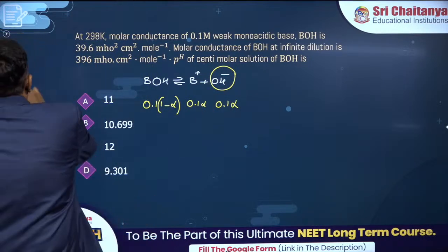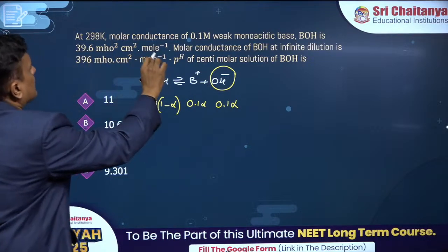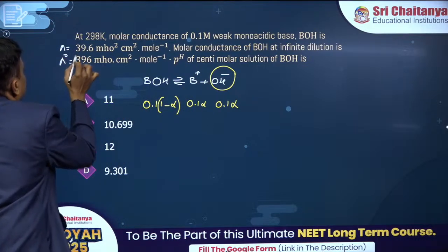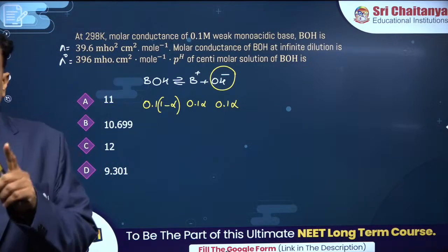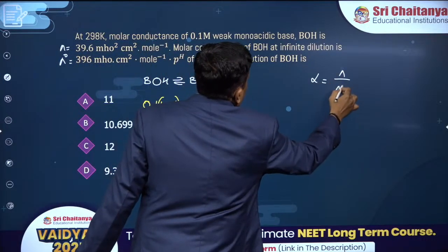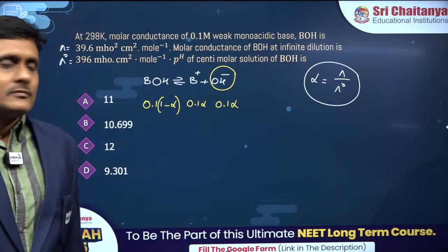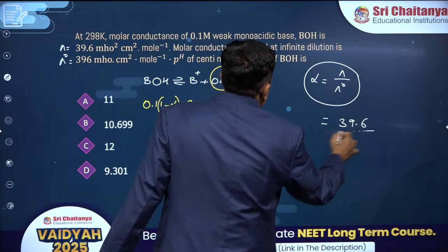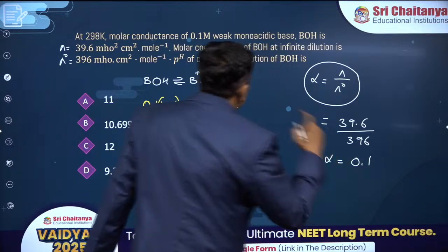Now listen to me. What data is given to us, please check. Molar conductance, lambda, is given, and at infinite dilution it is given as lambda naught. We have one very important relationship for lambda and lambda naught through alpha. We know alpha equals lambda upon lambda naught. Very important expression, please make a note if you are studying for the first time. Lambda is how much? 39.6. Lambda naught is 396 at infinite dilution. So, alpha value you got as 0.1.